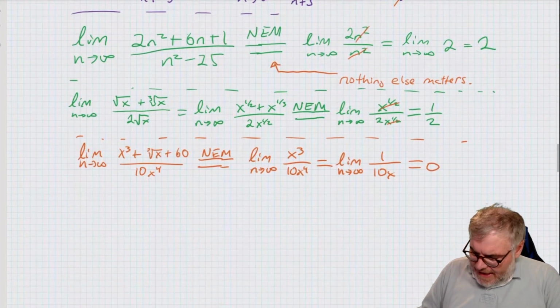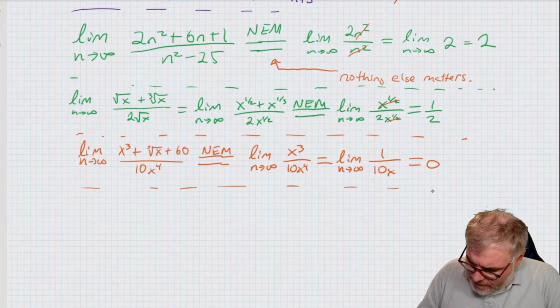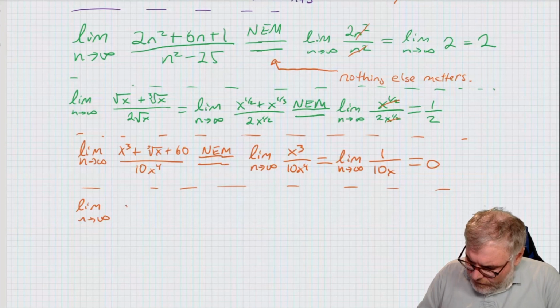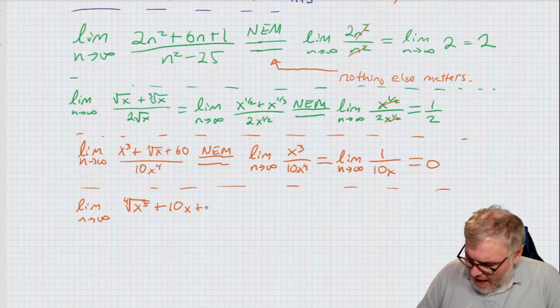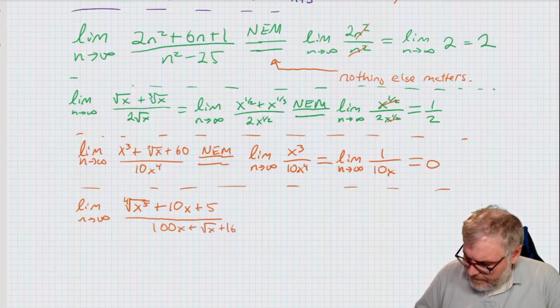Okay, one more example. I've got the limit as n goes to infinity of (the fourth root of x to the fifth plus 10x plus 5) over (100x plus the square root of x plus 16).